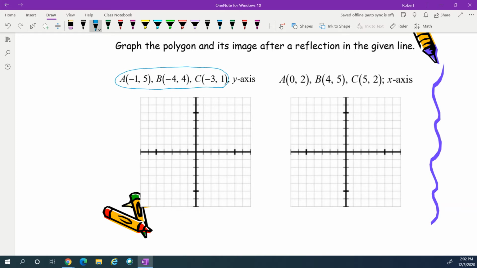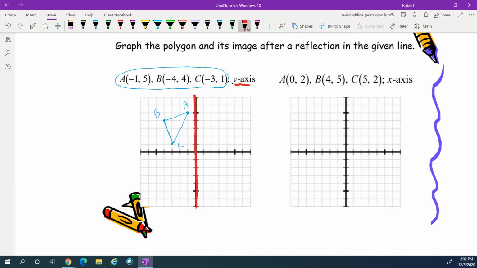A is at (-1, 5). B is at (-4, 4). And C is at (-3, 1). So there's our starting triangle. We're going to graph over the y-axis. So identify the y-axis. That's our line of reflection.